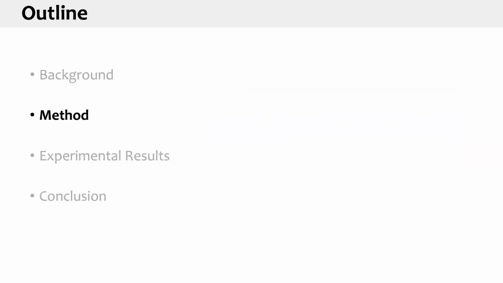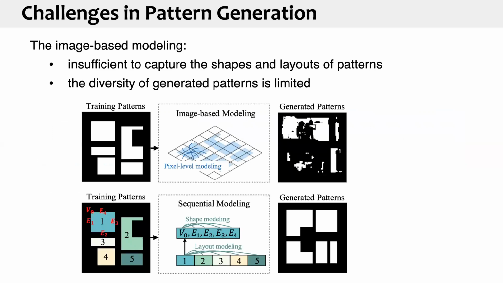Next, we introduce our method. Researchers exploit powerful machine learning methods to model the design process of patterns through deep neural networks. They regard the pattern generation problem as image generation of layout maps. Nevertheless, image-based modeling for layout pattern generation may suffer from 2 drawbacks.